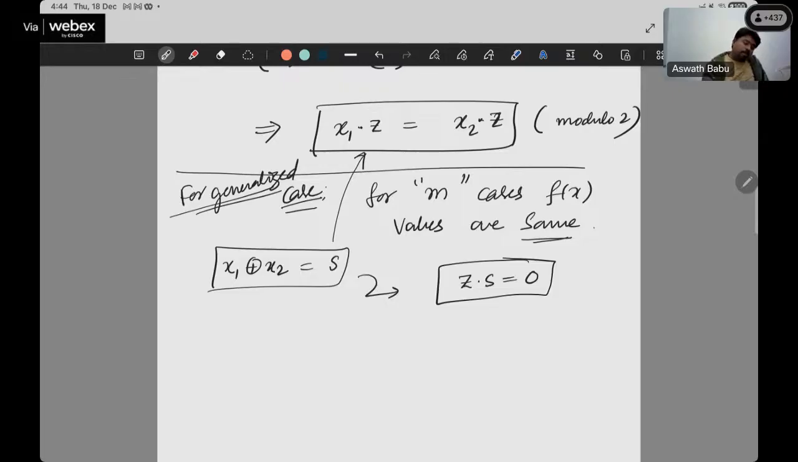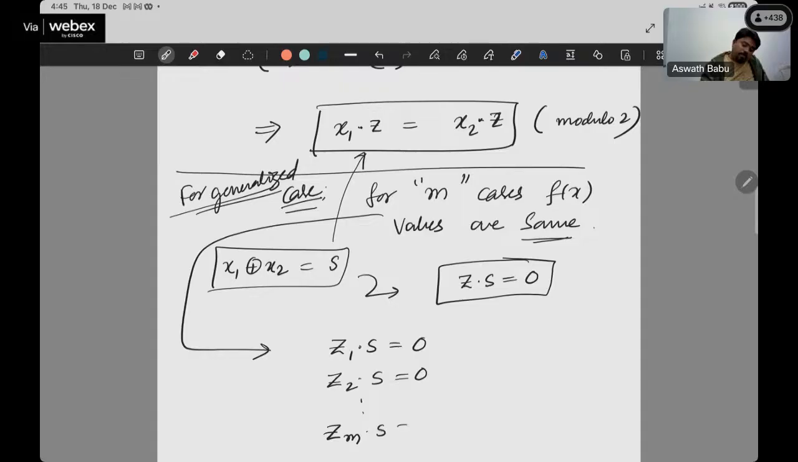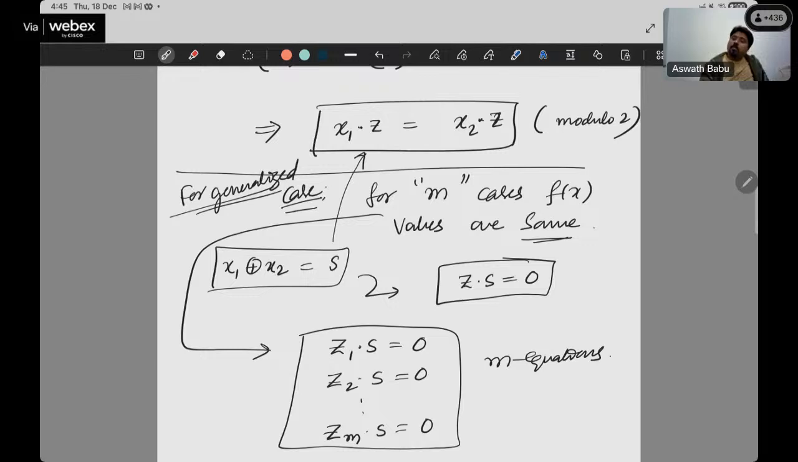So for a generalized case, for m situations, I'll have multiple equations: z1 into s is equal to 0, z2 into s is equal to 0, and so on, up to zm into s is equal to 0. So this many different equations I will be getting. Here, m equations and n variables.